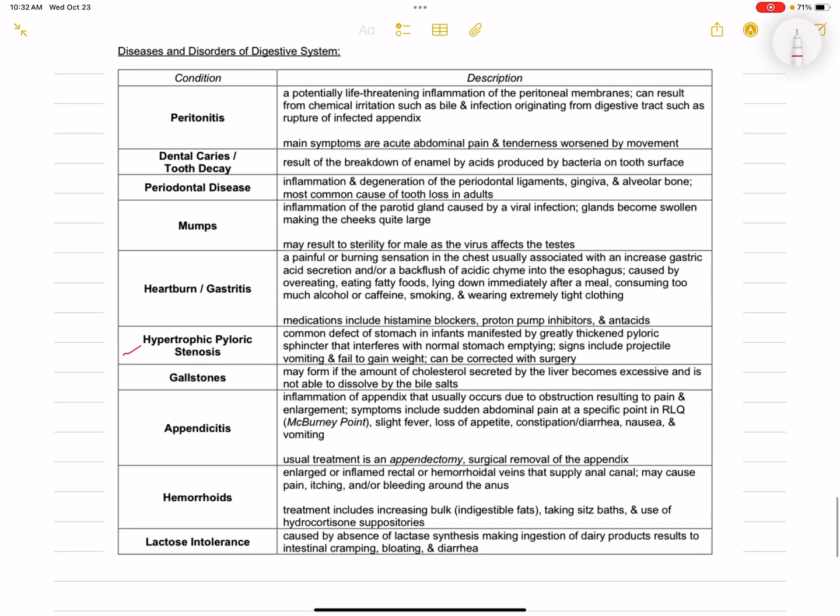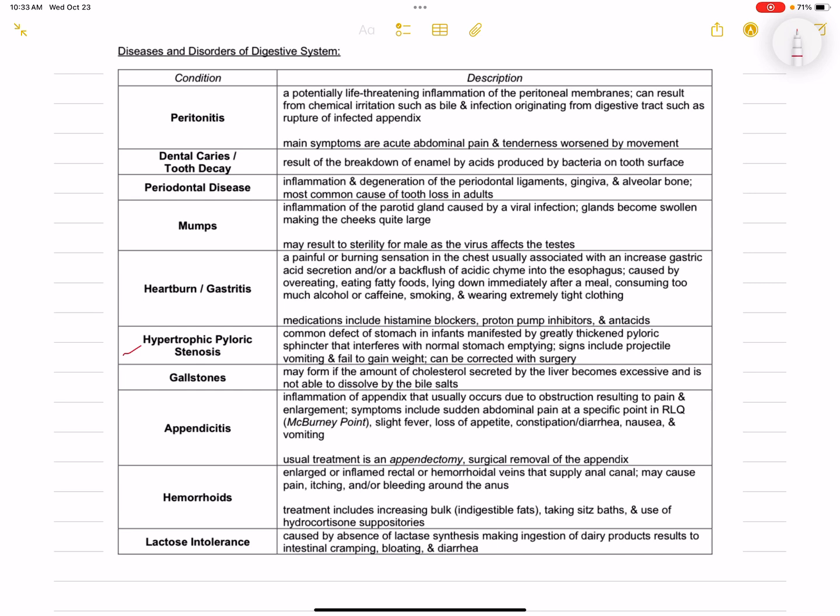Next is gallstones. They may form when the amount of cholesterol secreted by the liver becomes excessive and is not able to be dissolved by the bile salts. So, if you have many gallstones, it is possible that our gallbladder will be removed. But it is okay even if we no longer have a gallbladder, just avoid high-cholesterol foods. Eating a lot of high-cholesterol or fatty foods is how we develop gallstones.